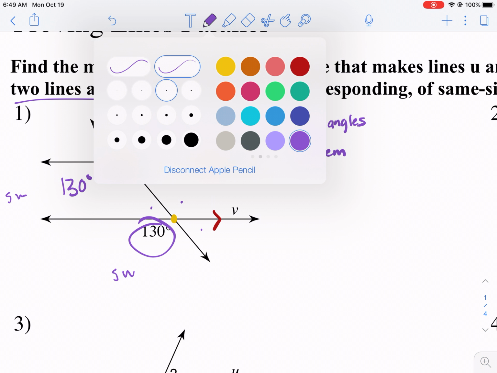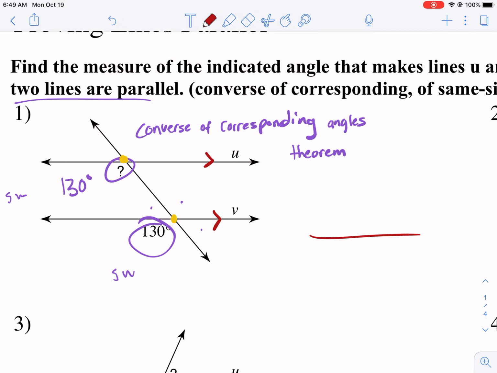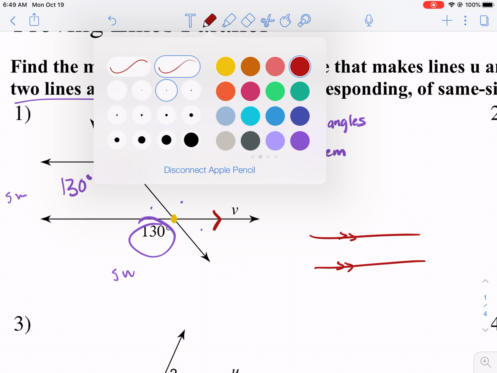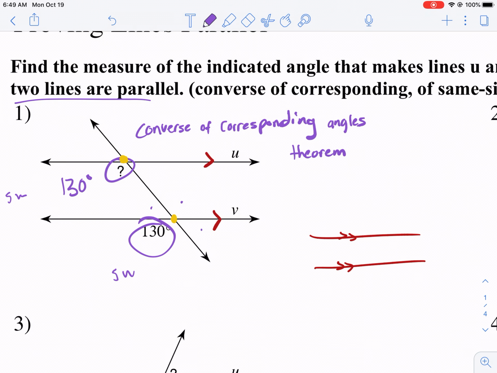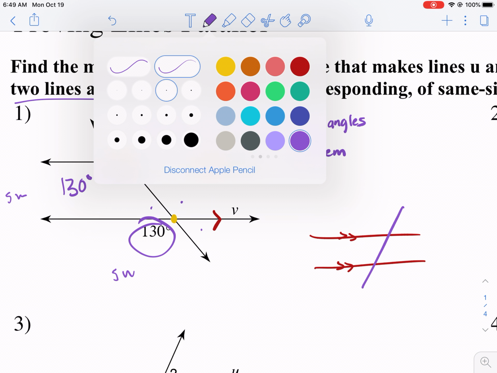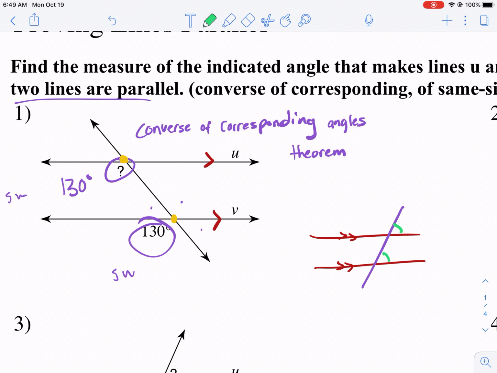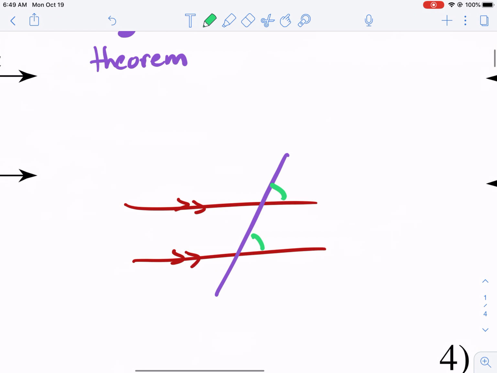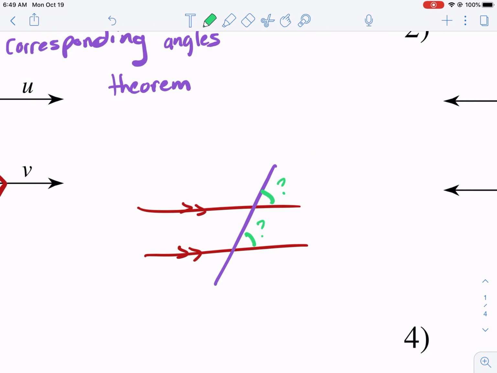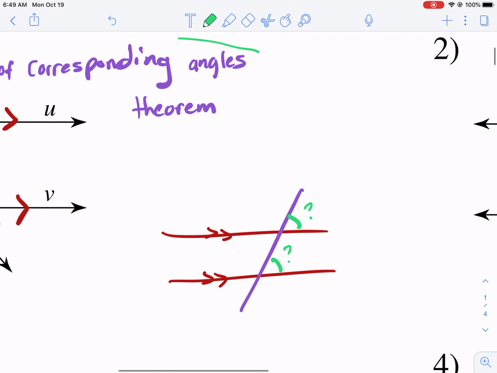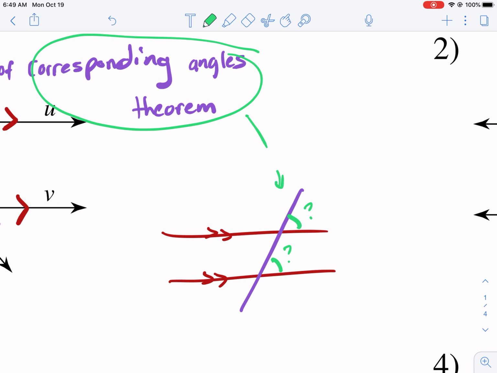If we knew the lines were parallel first, okay, so we're given that two lines are parallel, and then we have a transversal cutting through. Let me go the other way just to make it different. And we knew that these are the two angles in question, and we don't know what their measure is. The corresponding angles theorem, just that right here, tells us that these two angles are congruent because the two lines are parallel.